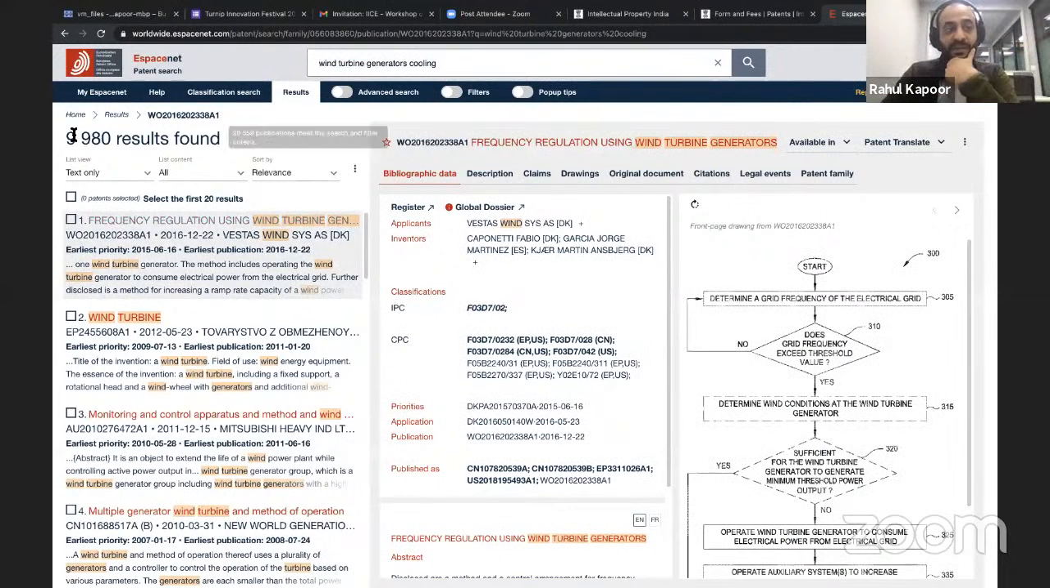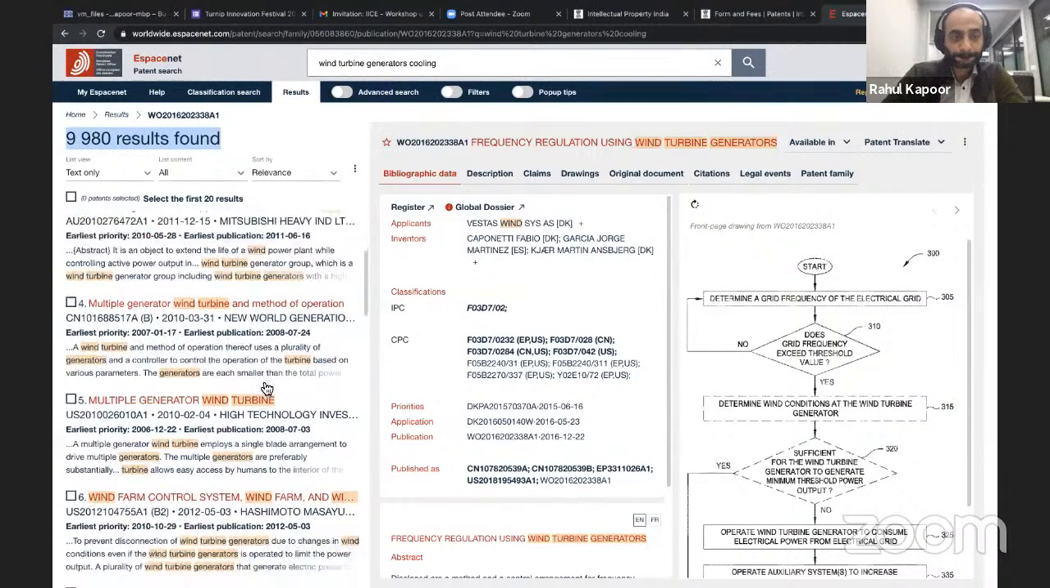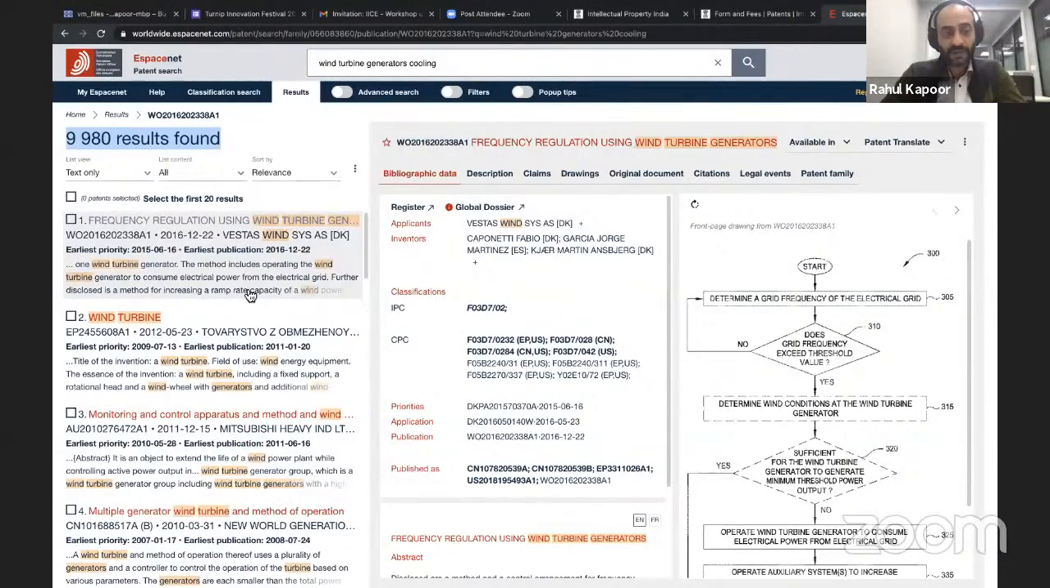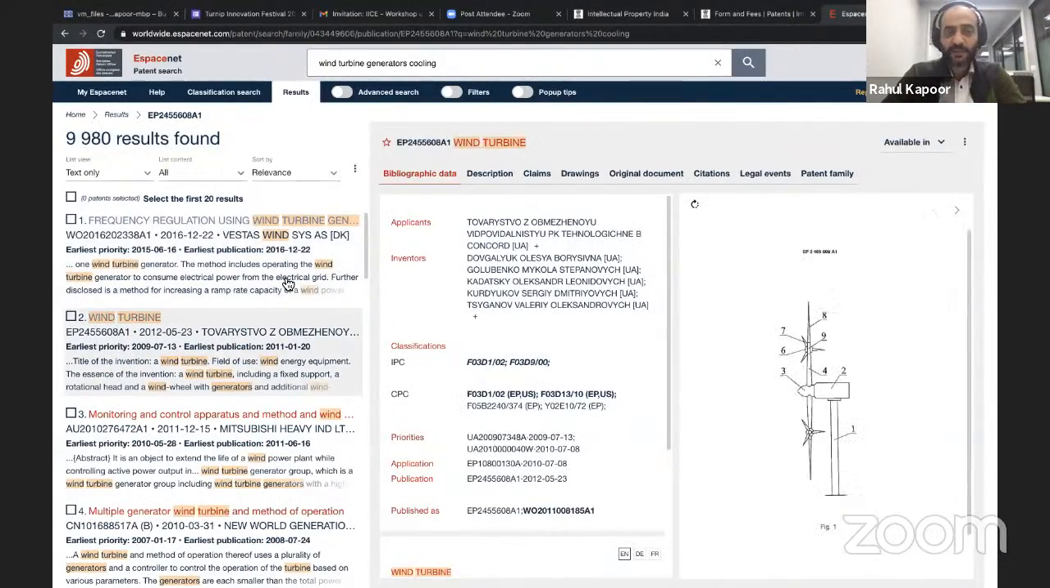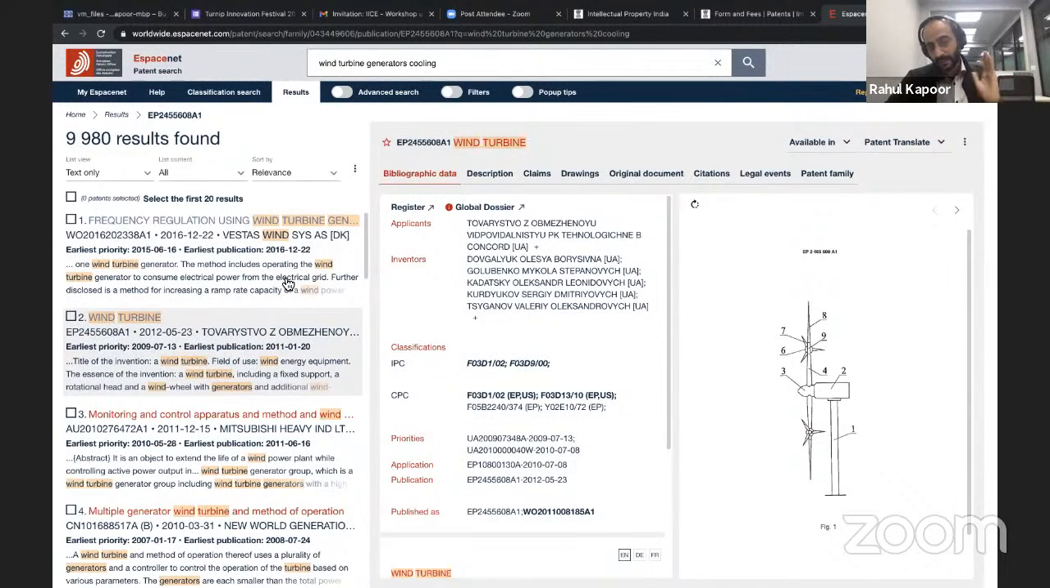So now you can see you are already getting much fewer results, right? 9,900 only. And again, you still don't have to see all these 9,900 results. You can just go by the relevance score, the ranking that they have. So likely you have to see the top 20, 50 patents, and pretty much certain if you write the right keywords, you will find something relevant.